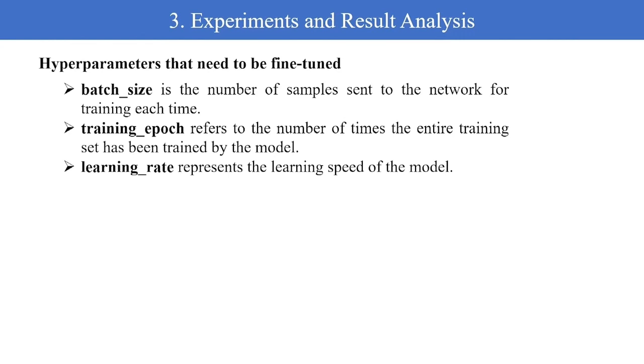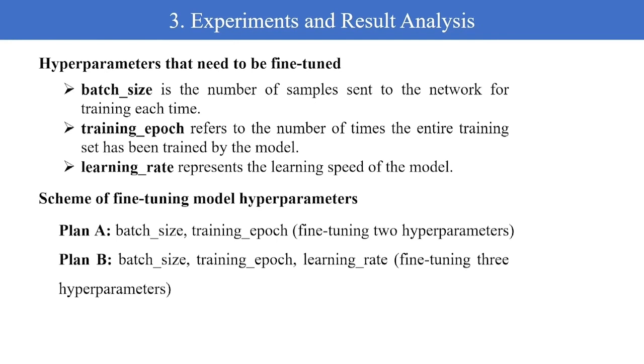By consulting the literature, we found that for fine-tuning, except for batch size, training epoch, and learning rate, most model hyperparameters are the same as in pre-training, where batch size is the number of samples sent to the network for training each time. Training epoch refers to the number of times the entire training set has been trained by the model. And learning rate represents the learning speed of the model. Therefore, in the experiment, we choose the above three hyperparameters as the objects to be automatically fine-tuned by the PSO algorithm.